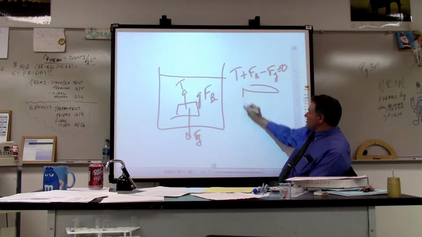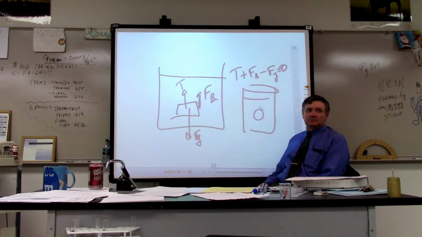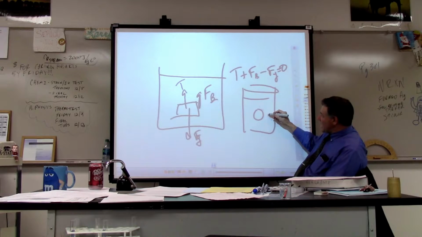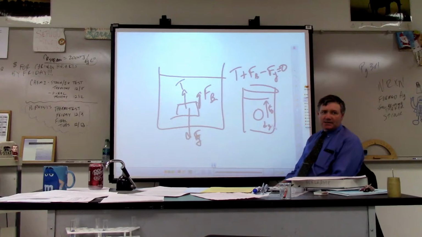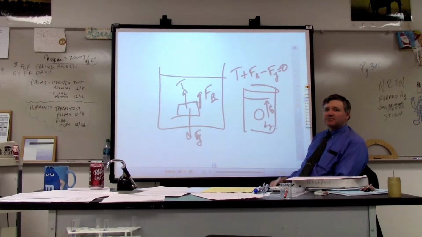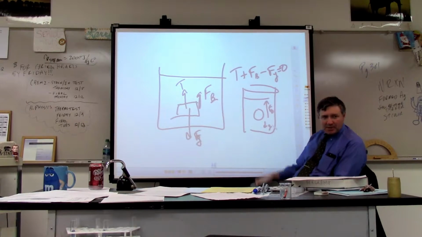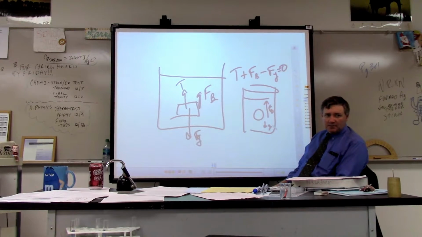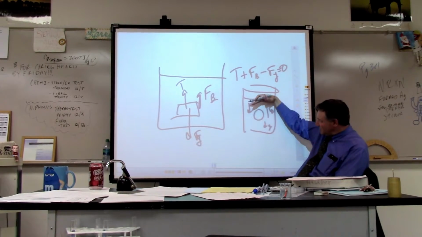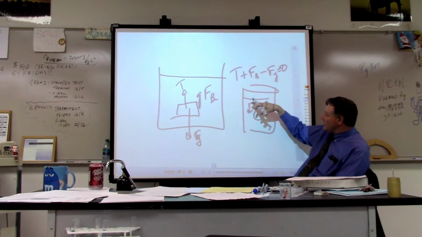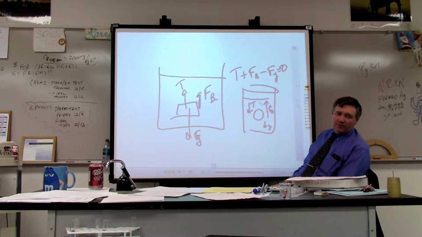So let's say that you're trying to hold a ping pong ball underneath the water. Okay? You're going to have more buoyant force acting up than you do gravity acting down. So which direction are you going to have to apply a force to keep that ping pong ball from floating up? Down. So then your tension is going to be acting down. So now your tension plus your Fg has to equal your buoyant force.